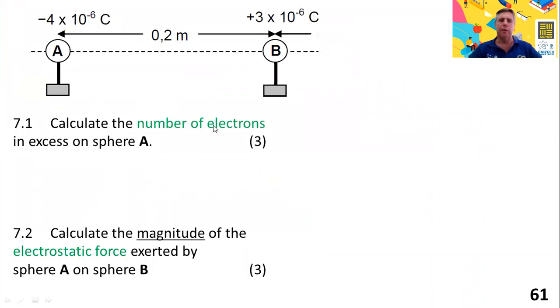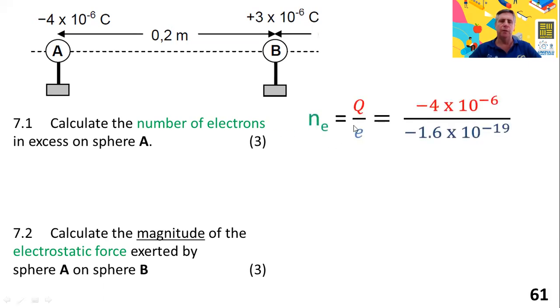So first of all, calculate the number of electrons on sphere A. Now, it's only 3 marks, so we don't need to follow the whole progress method, but that's what's required. So we're going to use this equation. The charge is what was given, minus 4 times 10 to the minus 6. Charge on the electron is obvious. It's on your constant sheet. And we simply divide and get 2.5 times 10 to the minus 13 electrons. There's no unit. It's simply a number. These negative signs are not really important because we're just calculating the number of charges.